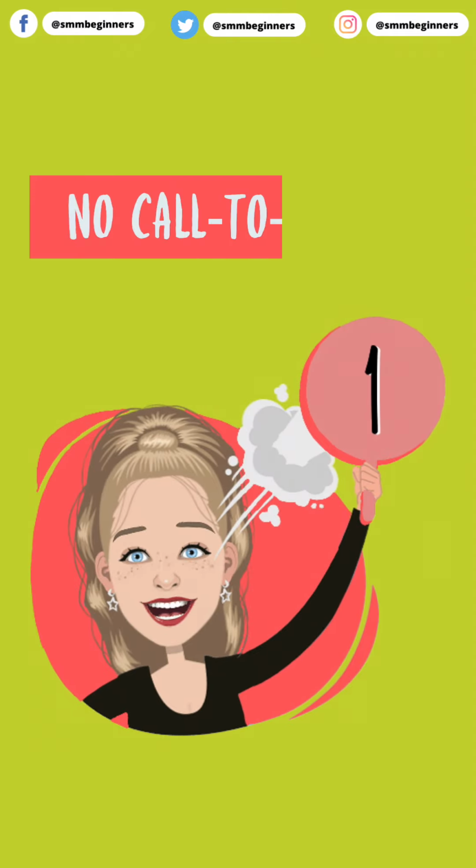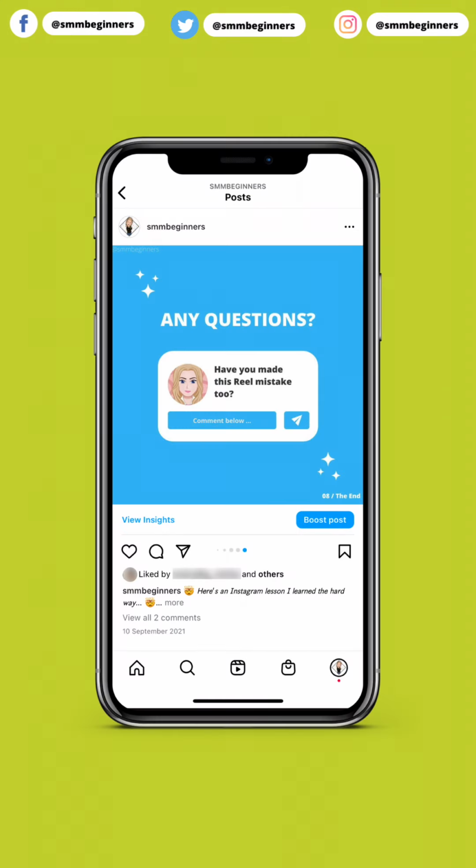Number 1. You're not adding call to actions at the end. The final slide of your carousel post on Instagram should include a call to action. In actual fact, all of your Instagram content should finish with a call to action, but I'm going to talk about that in a lot more detail in another video. I have too much to say on the matter to include it here.